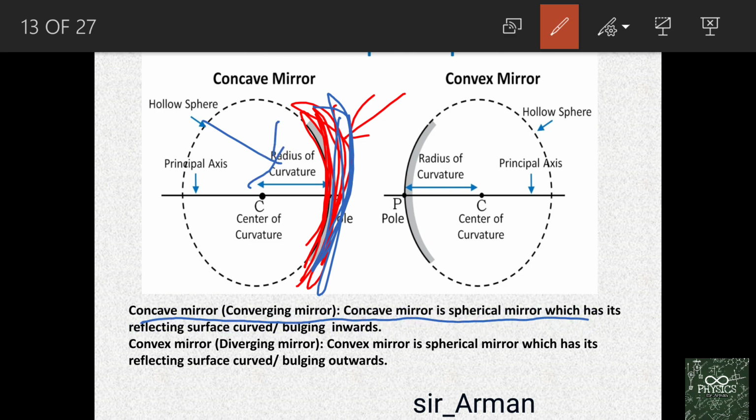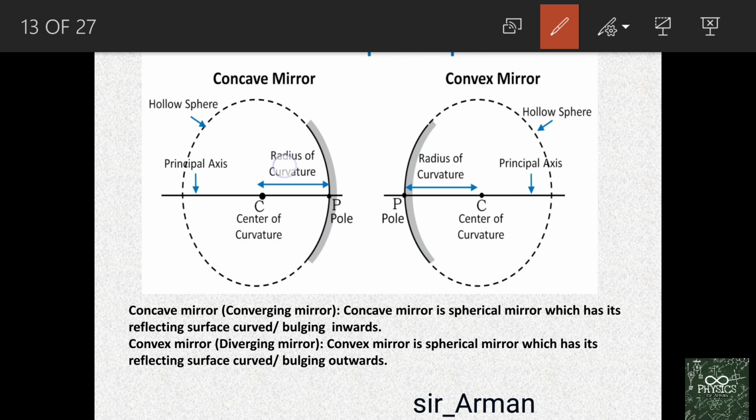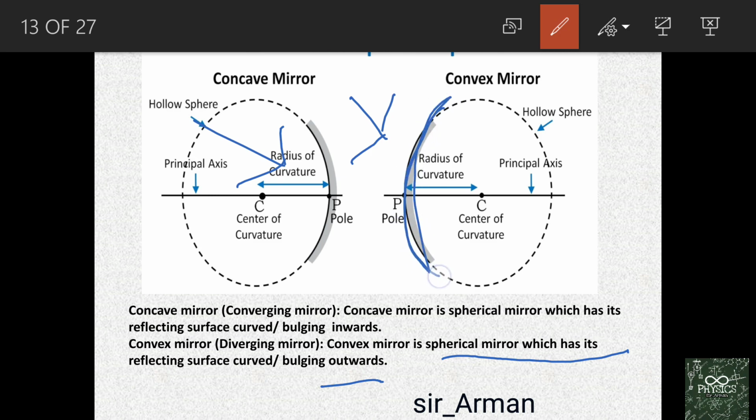The concave mirror is a spherical mirror which has its reflecting surface curved inward. So this inner part is reflecting. And what is a convex mirror? The convex mirror is a spherical mirror which has its reflecting surface curved outwards. So this surface is reflecting, like in the spoon, right? So the mirrors in which the reflecting part is curved outward are called convex mirrors.